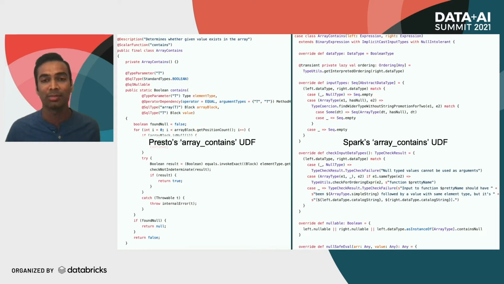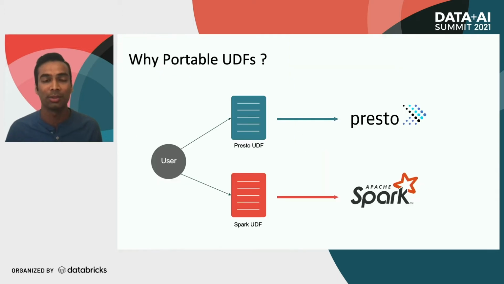In the case of power users who care about performance, they might go one step further and try to learn about whole stage codegen in Spark. That's one of the ways people can get the maximum performance from a Spark function. After doing all these things, a user ends up creating two versions of this UDF, one for Presto and the other for Spark.